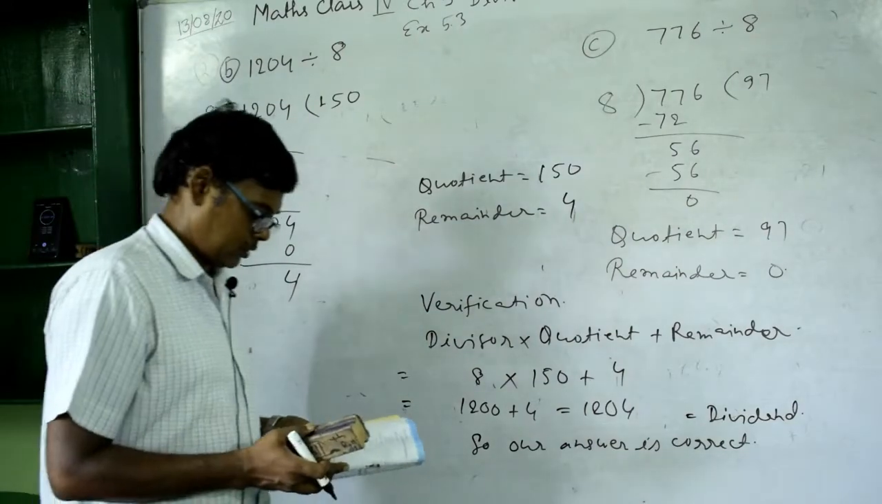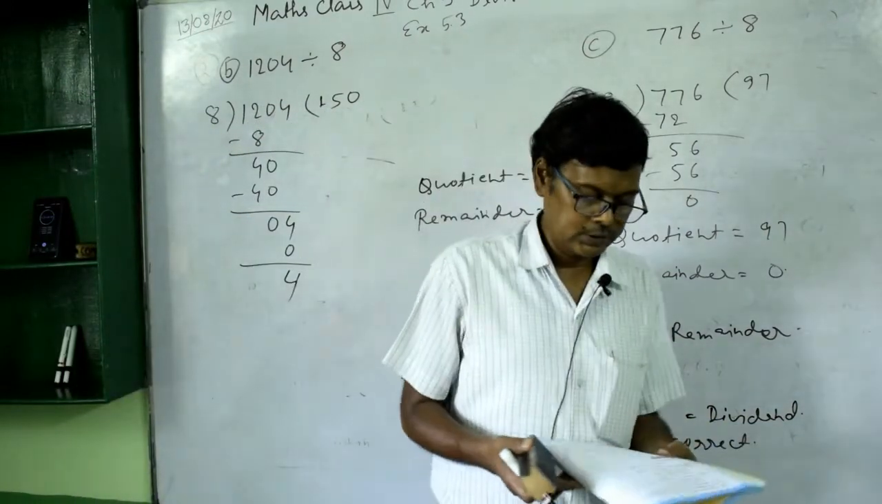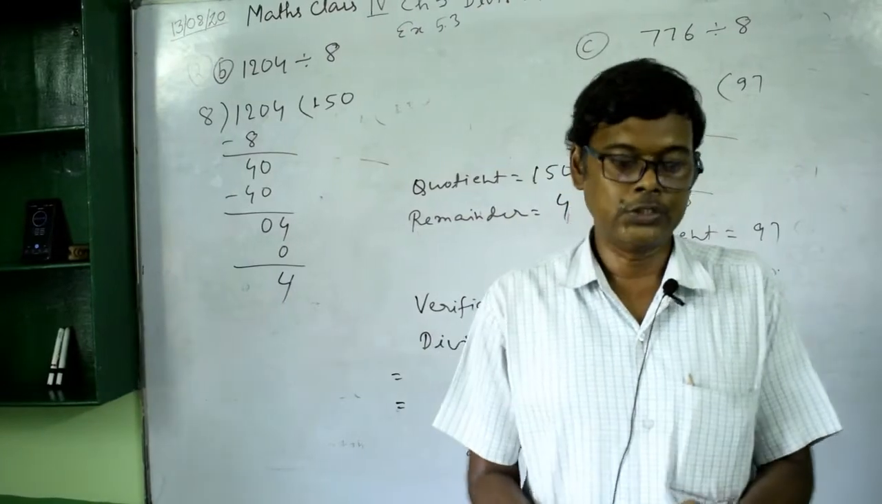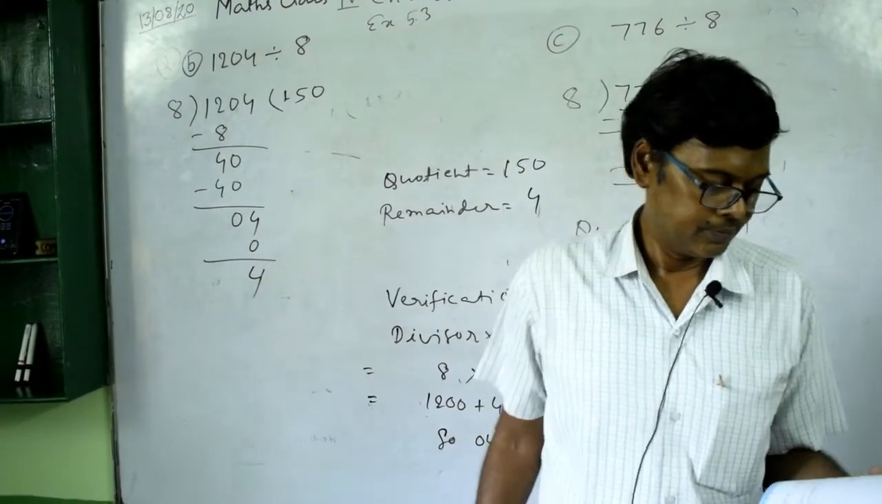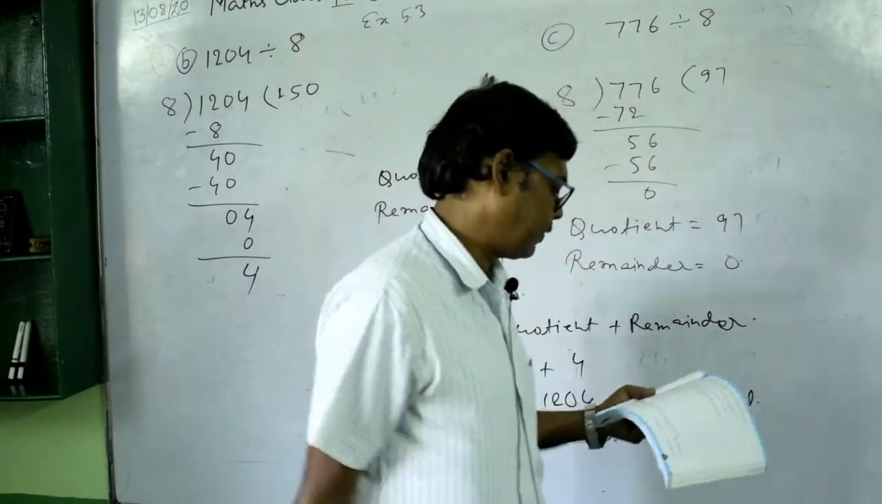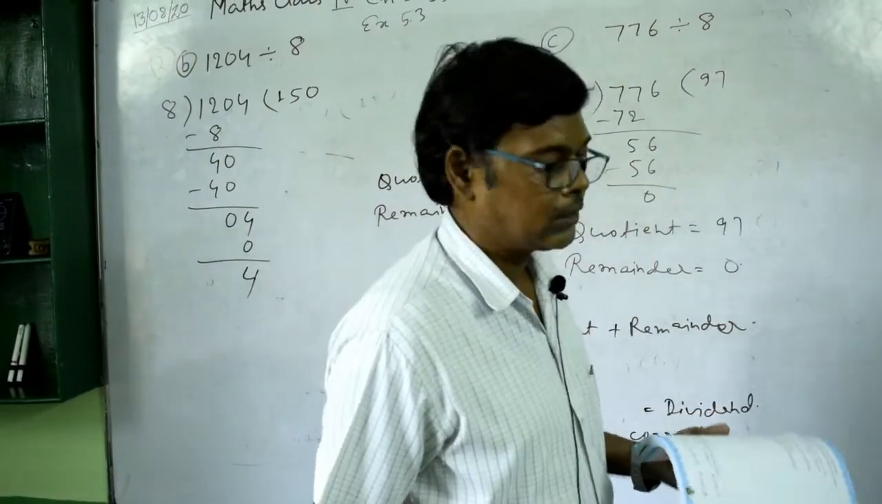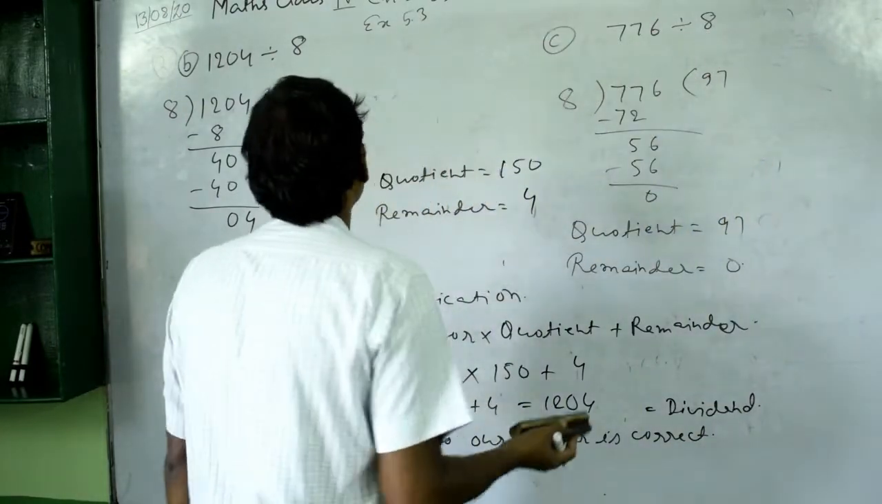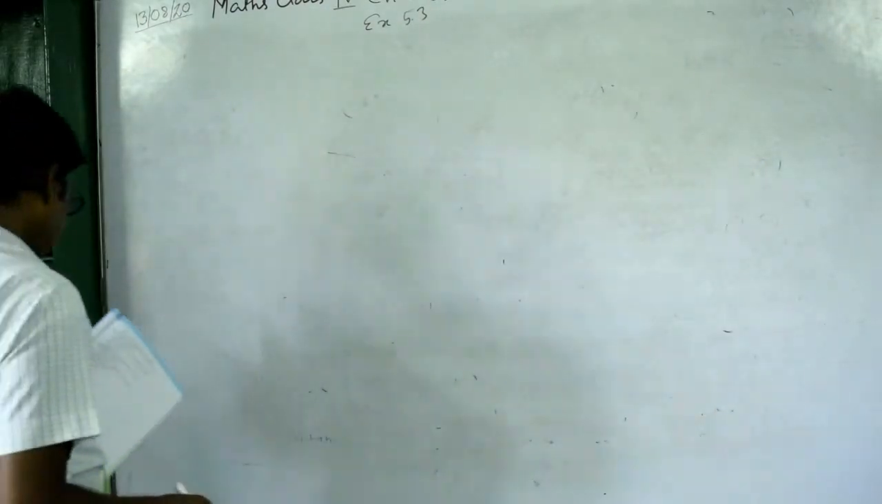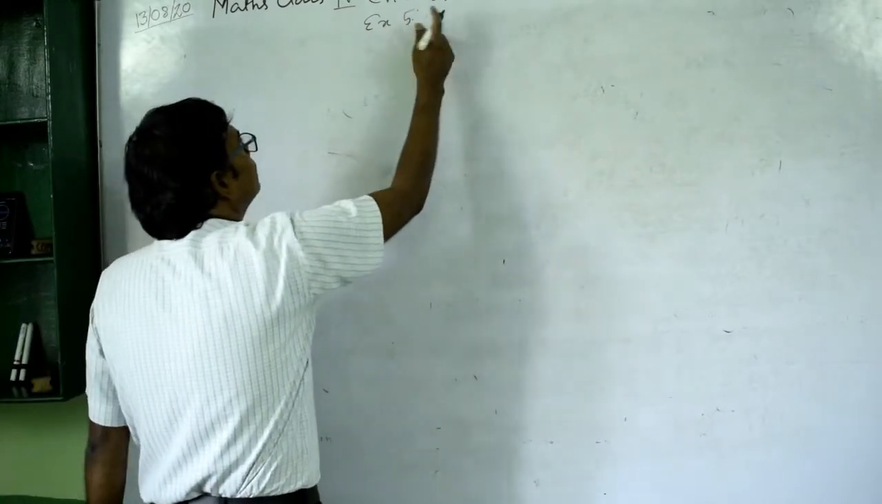So now this is the end of this exercise. You will do the remaining questions yourself. Now the exercise 5.4, and here also we have to divide, but you have here the larger numbers and you have to remember the table. Okay, this is the exercise 5.4.